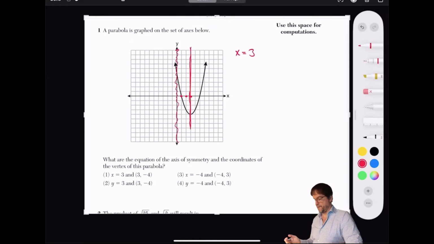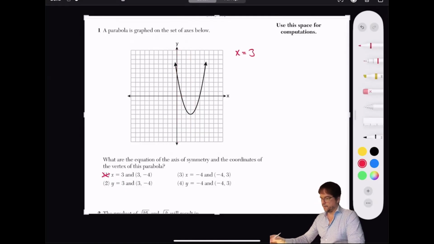Okay? So with this, we could answer already. That is 1. But let's continue. Okay? He wants the coordinates of the vertex of this parabola.